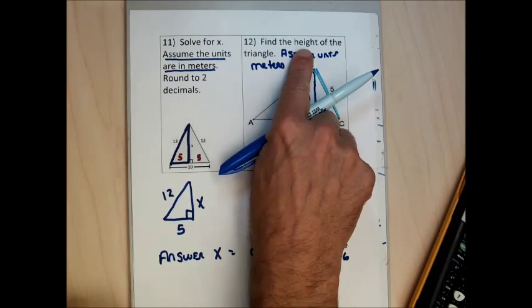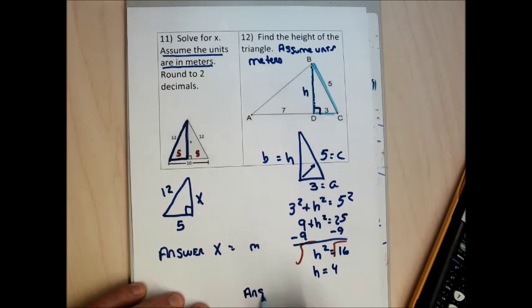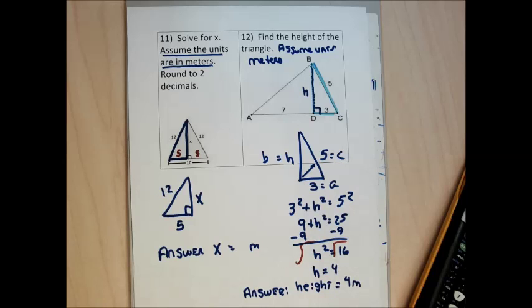I'm going to just say height equals 4 for my answer. I could say h, it would be fine because h generally stands for height. But since I was asked to find the height, I'm going to say the height equals 4, and then I'm going to put these units on that I kind of snuck in after the fact.